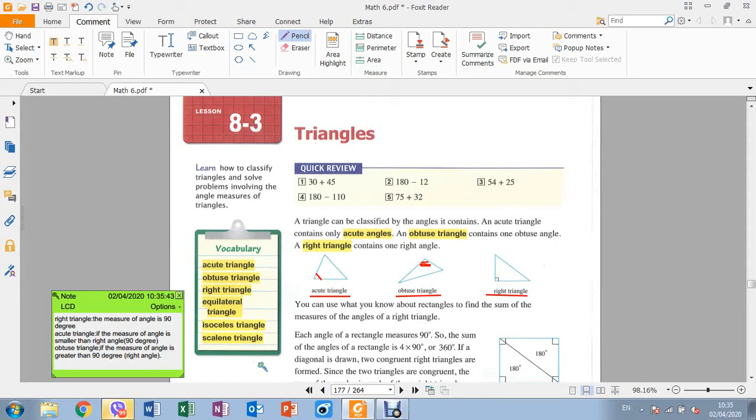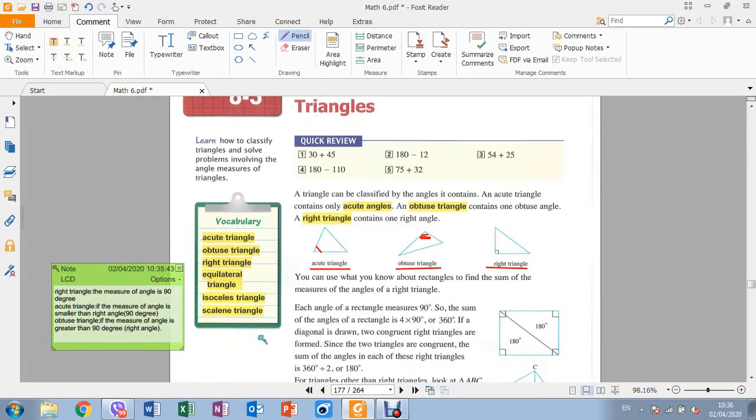So how many types do we have? We classify triangles into three types by standing on angles: acute triangle, obtuse triangle, and right triangle. Right triangle, the measure of the angle is 90 degrees. That's stable. Acute triangle, the measure of the angle is smaller than a right angle. Obtuse triangle, the measure of the angle is greater than a right angle.